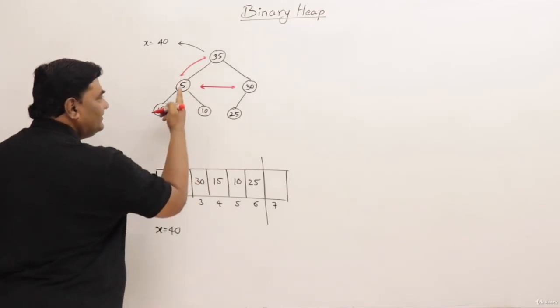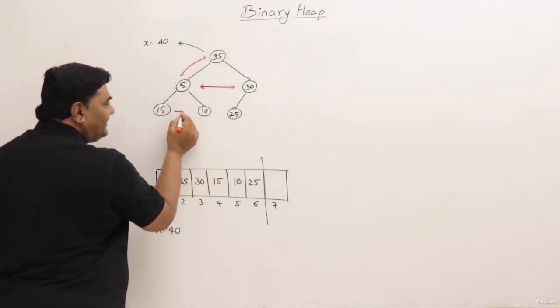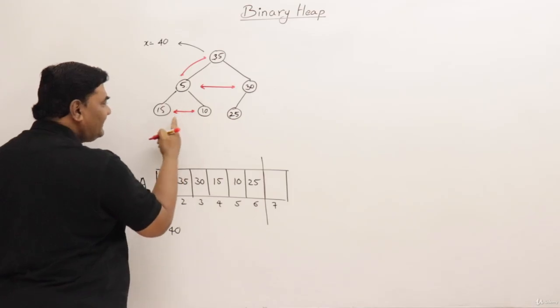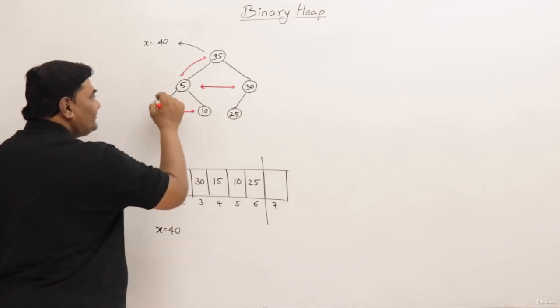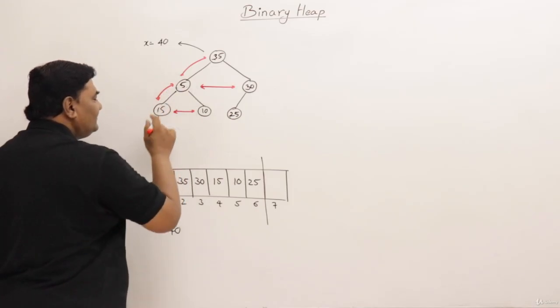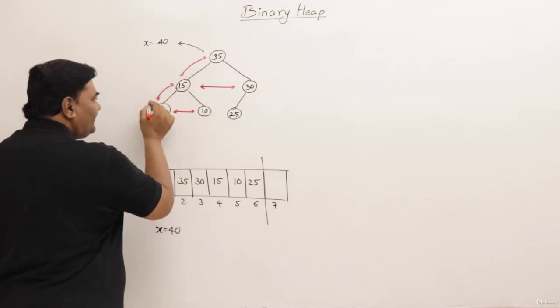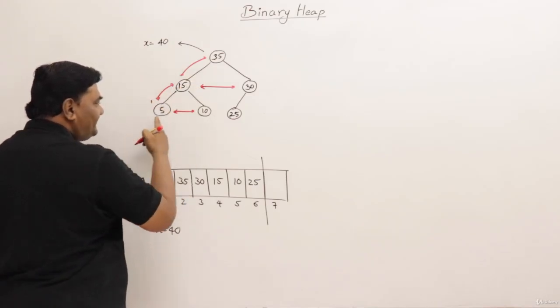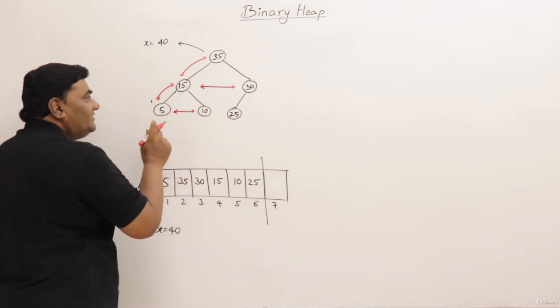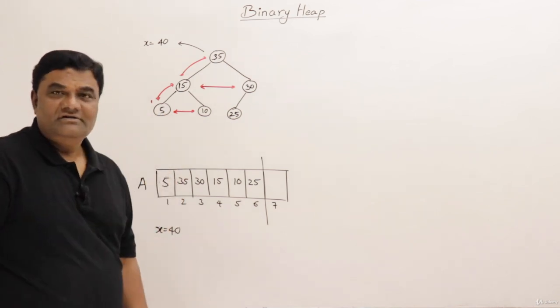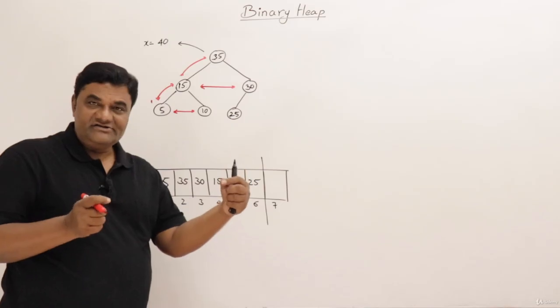Then continue. From here, compare its children. Which child is greater? This is greater. So interchange 5 with this one. 5 comes here, 15 goes there. Now from this place, there is no left child or right child for this node, so stop.